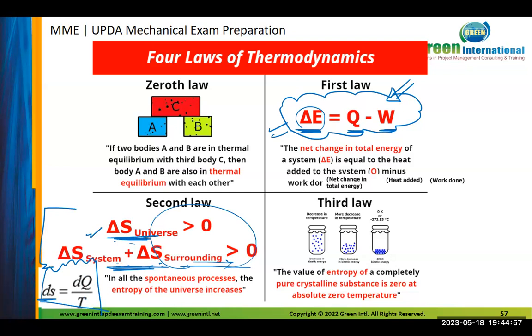The change of entropy of the universe is all the time more than zero. What is the change of entropy for the universe? It has two parts: the entropy of the system plus the entropy of the surroundings. Both together are more than or equal to zero. If it's more than zero, you are on the safe side. Okay, this process can happen. This is a possible process, but if this is less than zero, it's impossible to have.